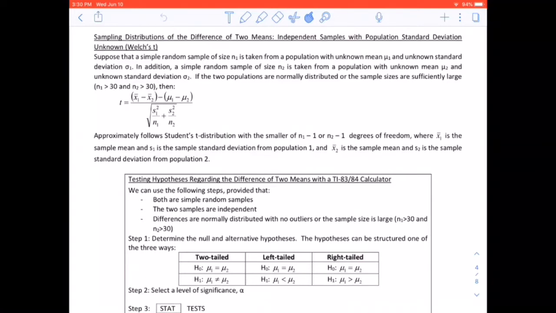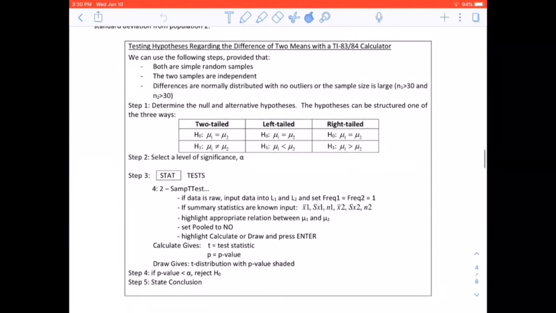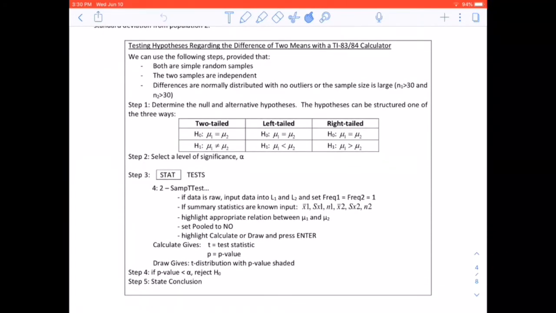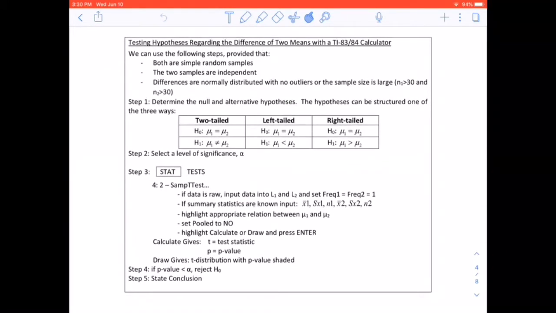The box right underneath this says testing hypotheses regarding the differences of two means with the TI-83 or 84 calculator. So we can use the following steps, provided that we check these. Both have to be simple random samples. The two samples are independent, and the differences are normally distributed with no outliers, or the sample size is sufficiently large, greater than 30 for both of our samples.